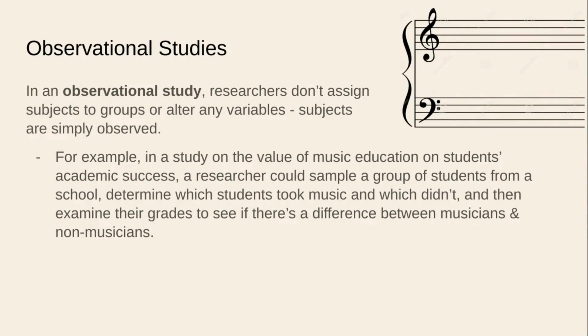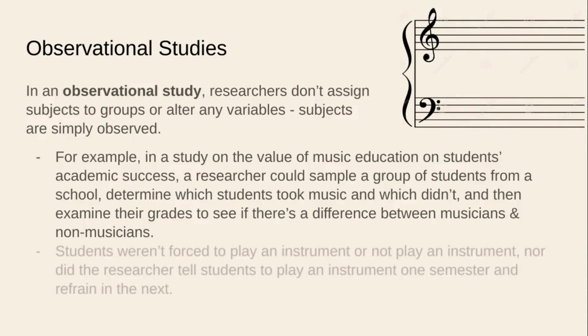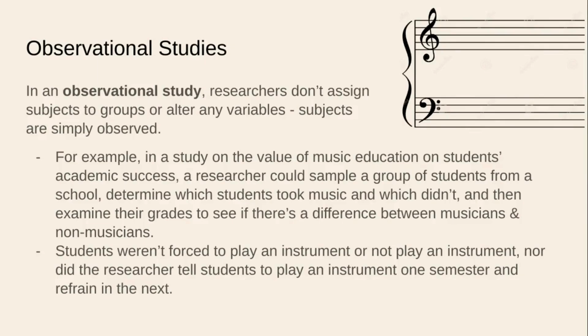So this is a hands-off approach. We're just observing two different groups of students and learning about them. Students were not forced to play an instrument. That'd be a hands-on approach. Nor were they forced not to play an instrument. And the researcher did not tell students to play an instrument one semester and refrain the next. So this is a completely hands-off approach. We're just observing, gathering data, and making conclusions. These features in this non-example right here that I just read would make the study experimental, and we'll discuss that later.